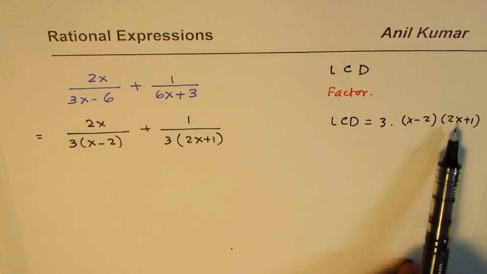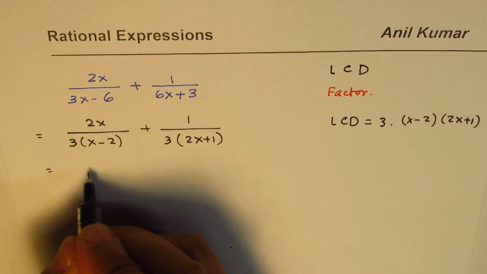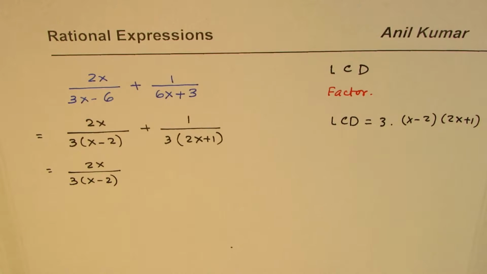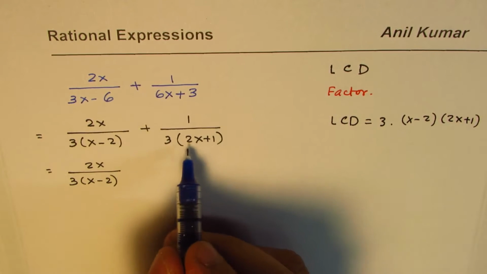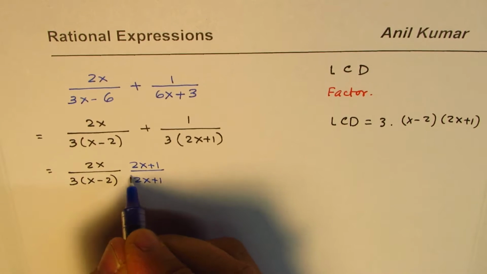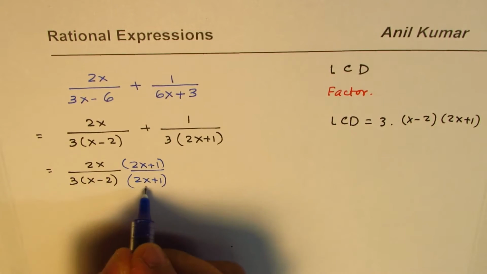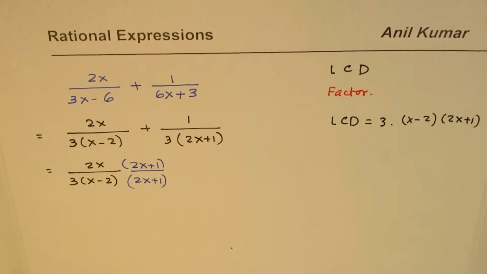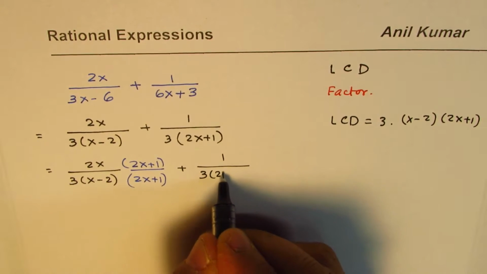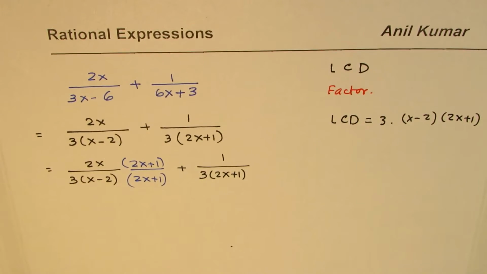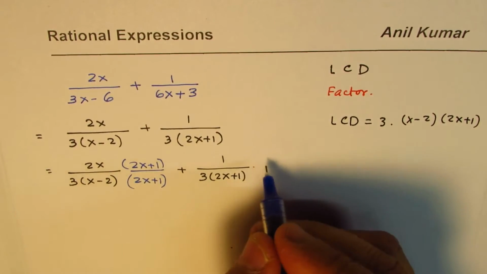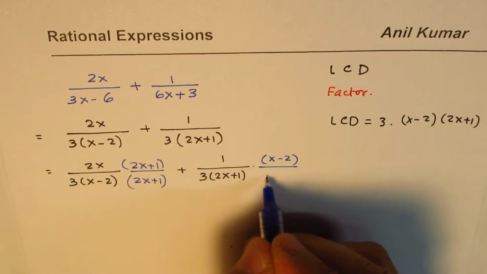Now the first one is lacking 2x plus 1. So what we will do here is we have 2x over 3 times x minus 2. We'll multiply and divide this by 2x plus 1. So we'll do 2x plus 1 divided by 2x plus 1, right? So that will ensure that this will have all the 3 terms in the denominator as required. For the next term, which is 1 over 3 times 2x plus 1, we should multiply and divide by what? X minus 2, right? So we'll multiply and divide this one by x minus 2, correct?